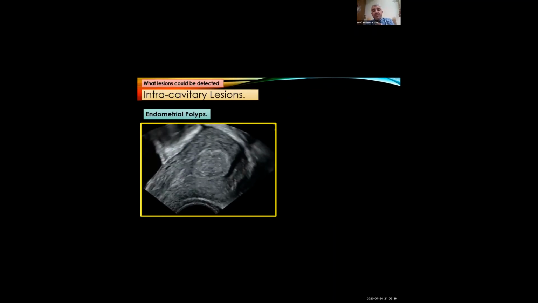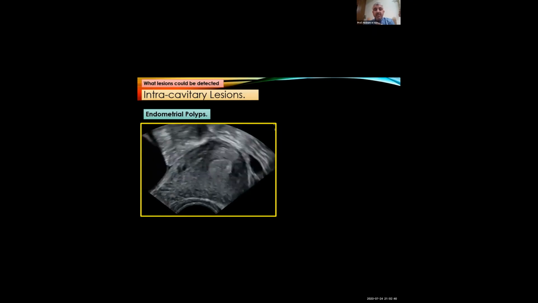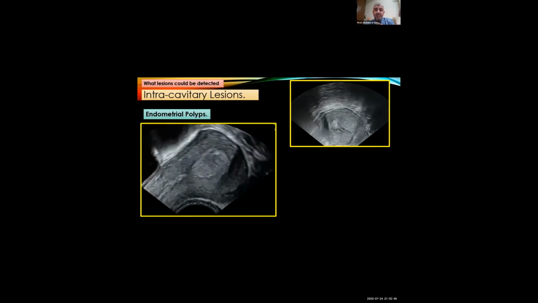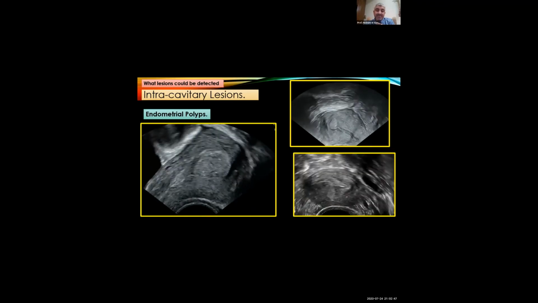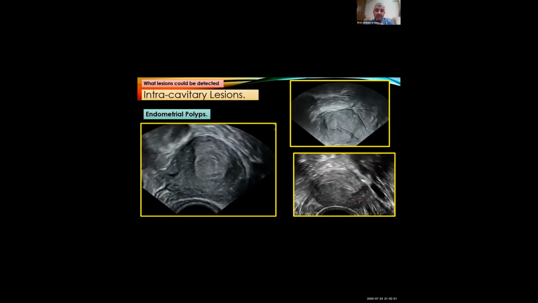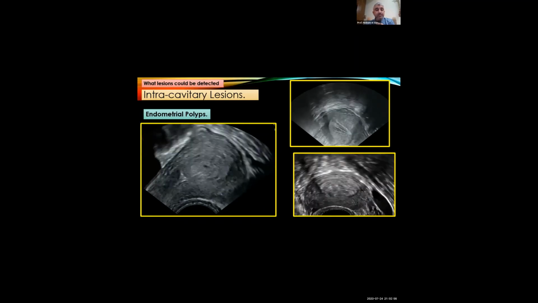With intracavitary lesions, you could see endometrial polyps, as you can see here, with different sizes and different echogenicities. Sometimes it is hyperechoic, sometimes it is isoechoic like the endometrium. Sometimes it is difficult to see because you are seeing it in the mid-luteal phase, and it is covered by the surrounding endometrium.